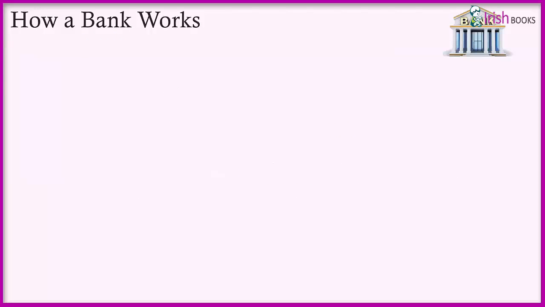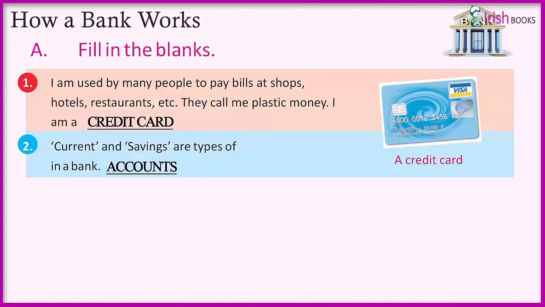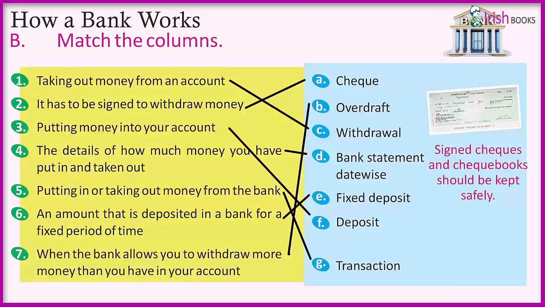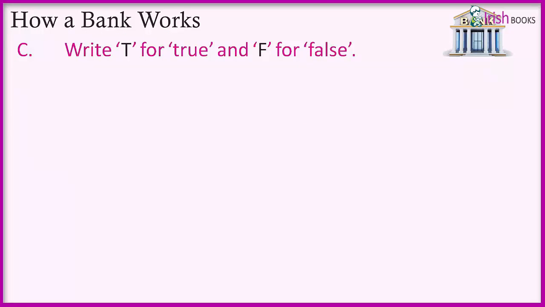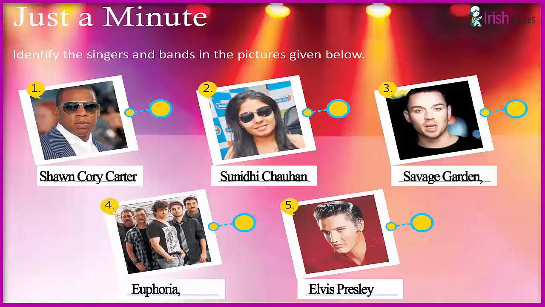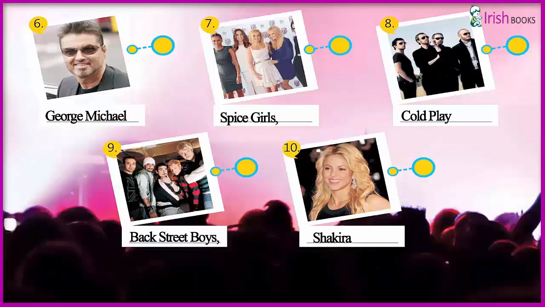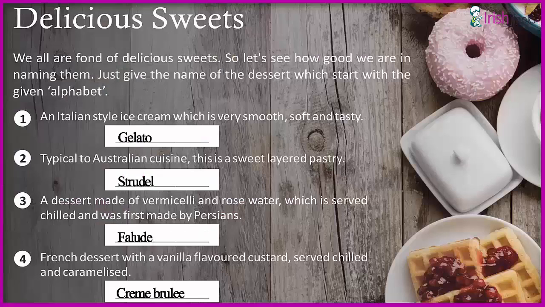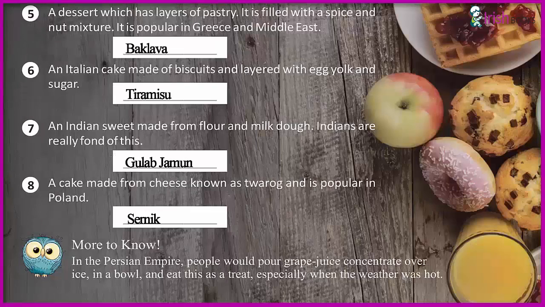How a bank works. A. Fill in the blanks. B. Match the columns. C. Write T for true and F for false. Just a minute. Identify the singers and bands in the pictures given below. Delicious sweets. We all are fond of delicious sweets. So let's see how good we are in naming them. Just give the name of the dessert which starts with the given alphabet.